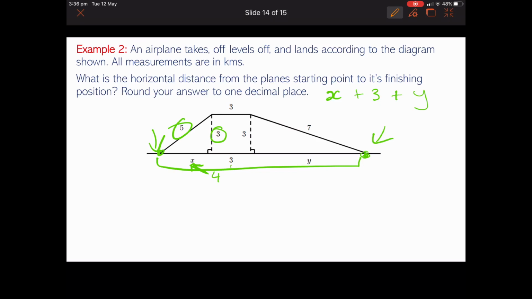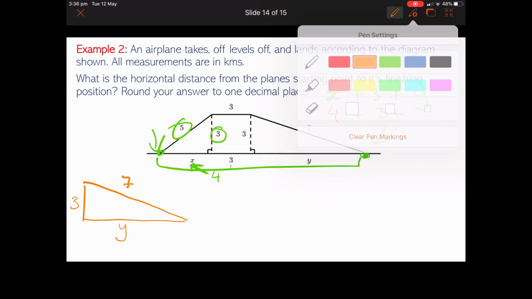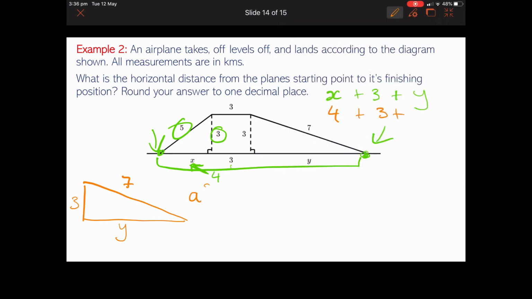3, 4, 5 is probably the most famous triad. So I know that that's 4 plus 3. I just need to figure out why. So I'm taking out that triangle to make it easier to see what I'm working with. And I can see already that I'm working with a case 2, which is going to be a squared is equal to c squared minus b squared.